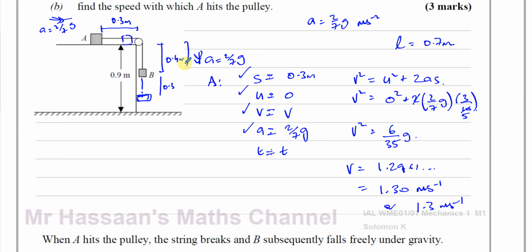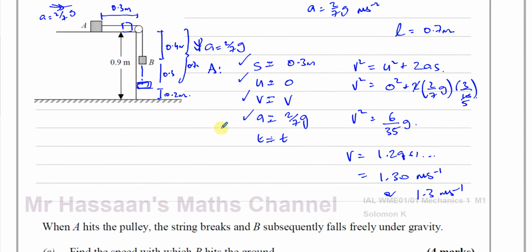So this is 0.7 meters. So the total distance left before B hits the ground is 0.2 meters. So it says find the speed with which B hits the ground.